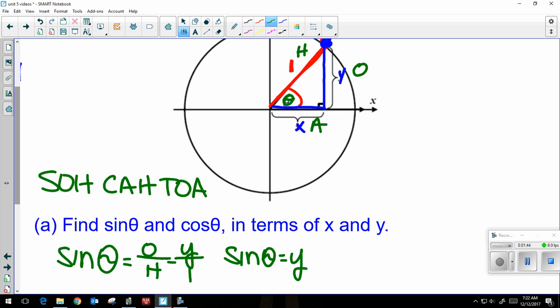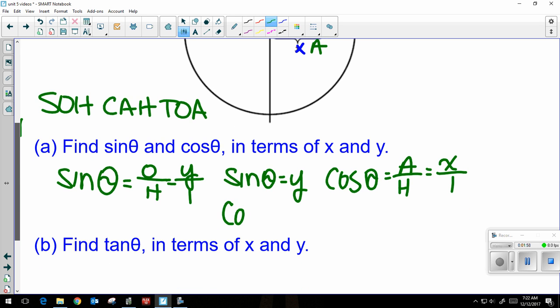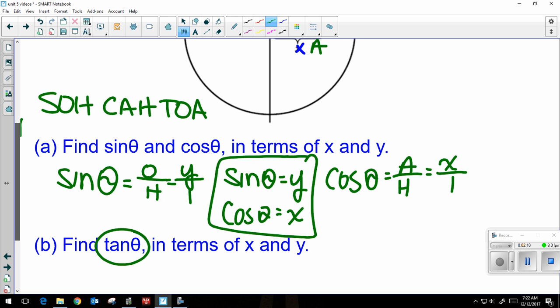And now if I'm going to do cosine theta, it is equal to adjacent over hypotenuse. So the adjacent is x, and the hypotenuse is 1. So that means that cosine theta is equal to x. And these are two things you should already know, and there are previous videos that talk about these as well. Now they want us to find tan theta.